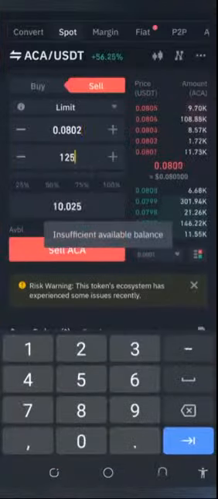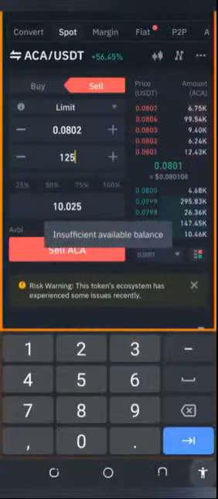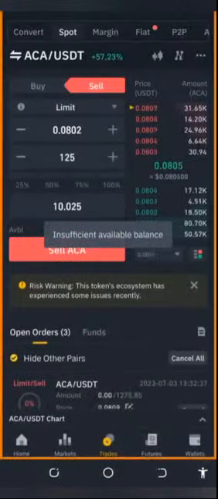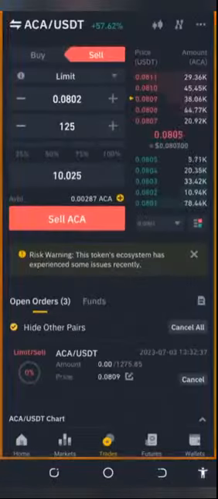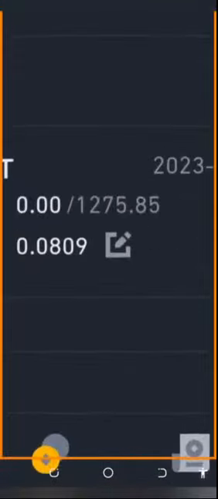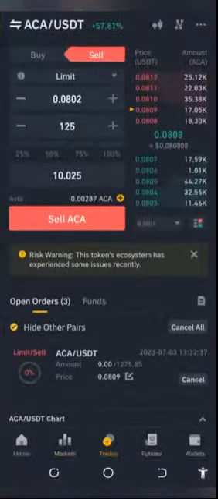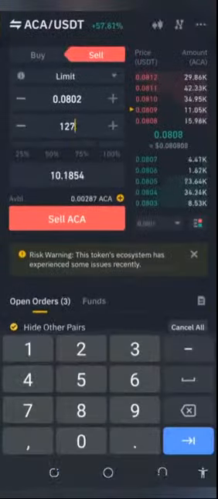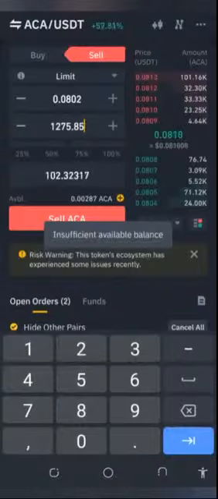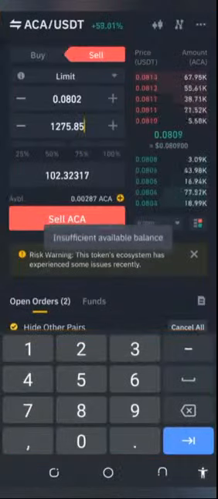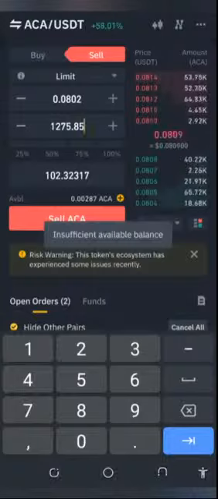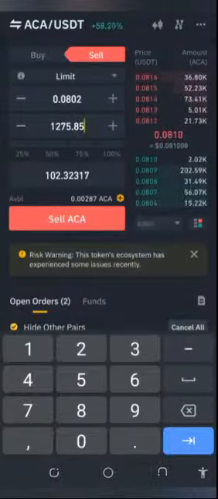125. Am I right? Let me check it again. I'm not sure. Let me see. I think I'm excited, you know. Let's see. We're talking about 1275, okay? 0.85. 1275.85. We're currently in profit. I'm cashing out. Oh my God. I think we've hit it. I think we have hit it.